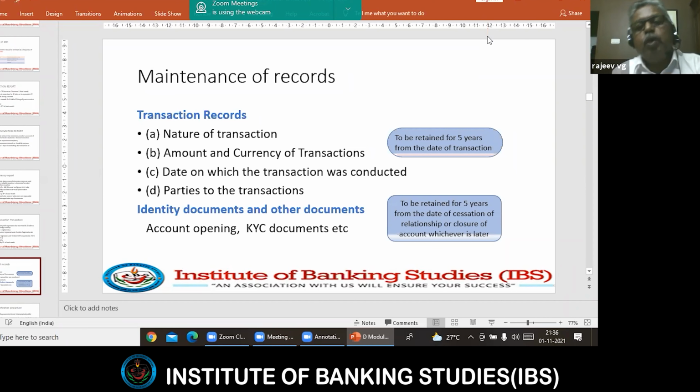Then whenever you are opening an account, the identity documents and the address proof, and other documents, as we have discussed, all this has to be kept, that also for 5 years. But that 5 years starts from the date of closure of the account. It's not the date of opening, the date of closure of the account. For opening of accounts, KYC documents, this has to be kept for 5 years from the date of cessation of relationship, or that means the closure of the transaction, means from transaction date. For accounts, it is from the closure of the account.